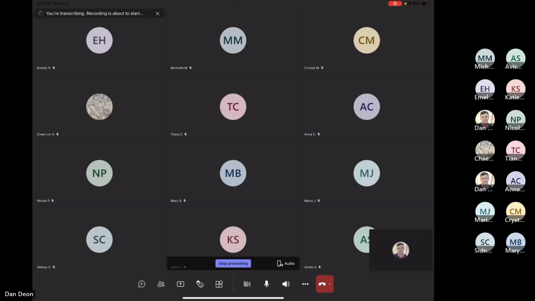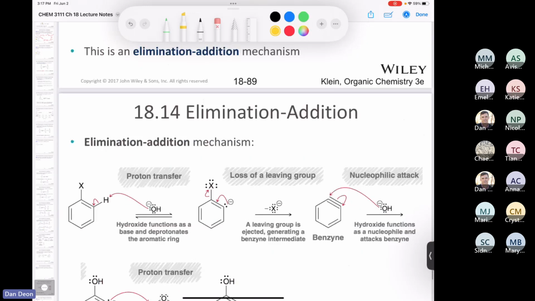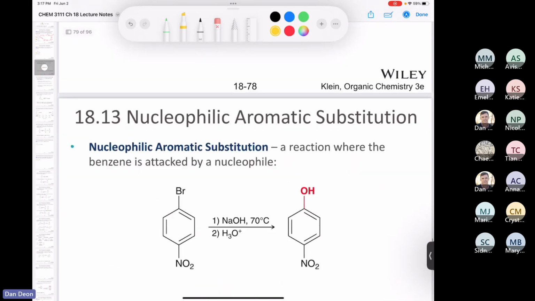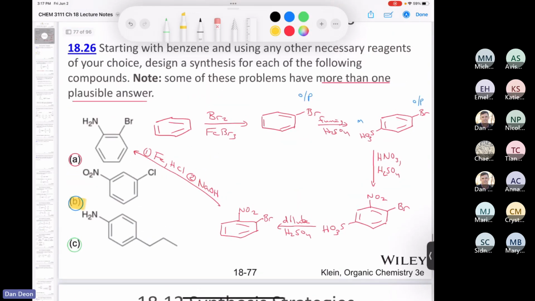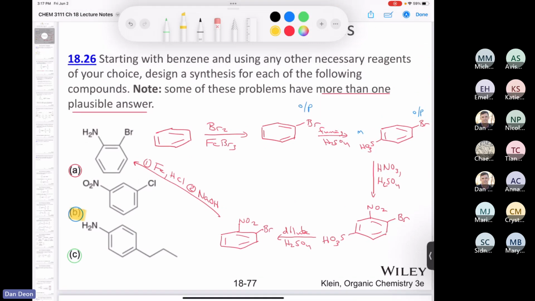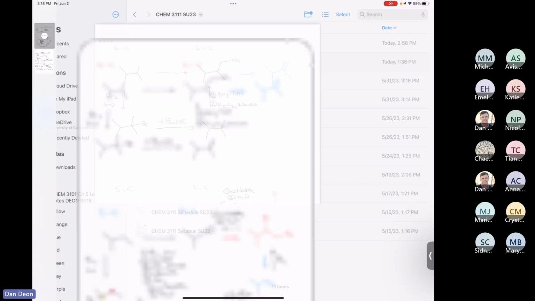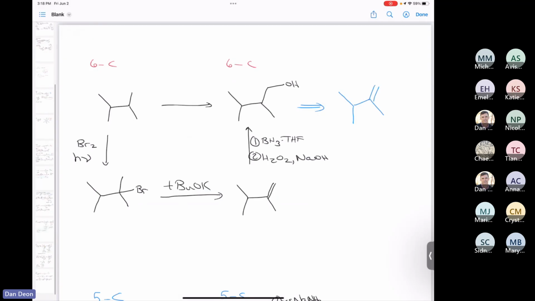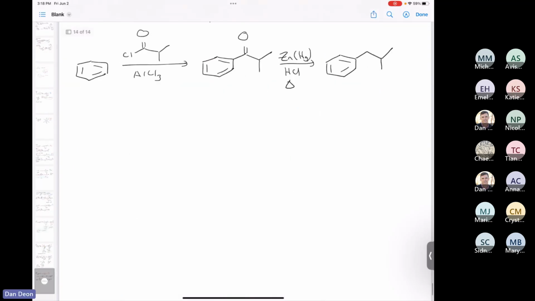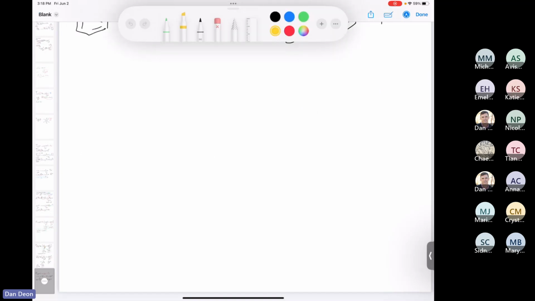Okay, so we left off looking at some practice problems back here. It was question B on 18.26. We're going to start with benzene and try to make, what would this be, para-nitrochlorobenzene. I'm going to have to switch over to a blank document to solve this because I was running out of space. I don't have a lot of space here either, but we'll give it a shot.